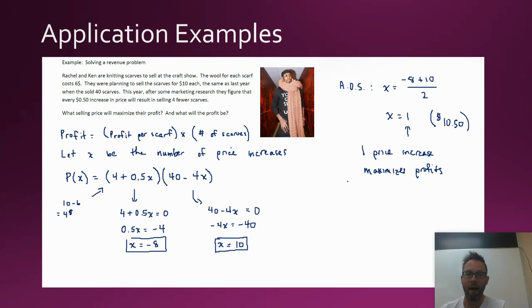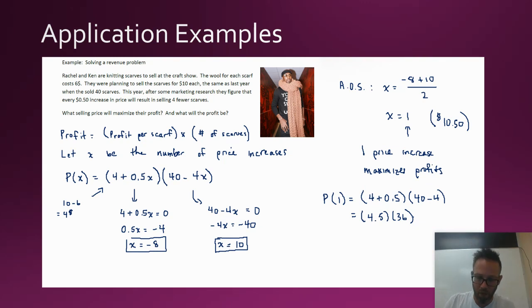And what is that maximum profit? Well, what is the value of P evaluated at 1? So 4 plus 0.5, because I plugged in 1. 0.5 times 1 is 0.5. 40 minus 4 is 4.5 times 36, which is 144. I think it's 162, but again, I am quite exhausted. It is 162. So they're going to make $162 of profit.